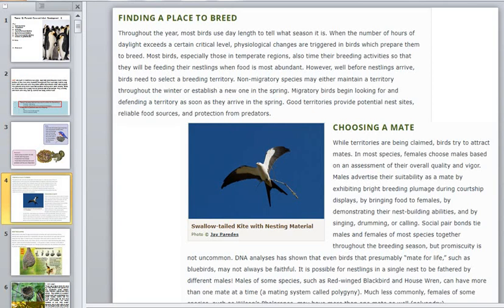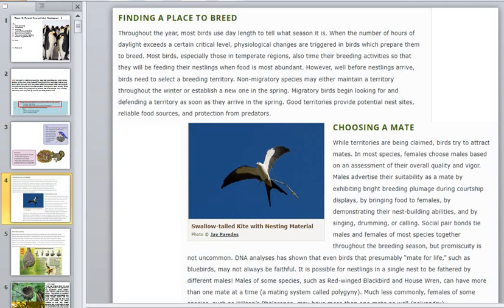Throughout the year most birds use daylight to tell what season it is, and when the number of hours of daylight hits a certain critical level, physiological changes are triggered in birds which prepare them to breed. And most birds, especially those in temperate regions, also time their breeding activities so that they will be feeding their nestlings when food is most abundant.